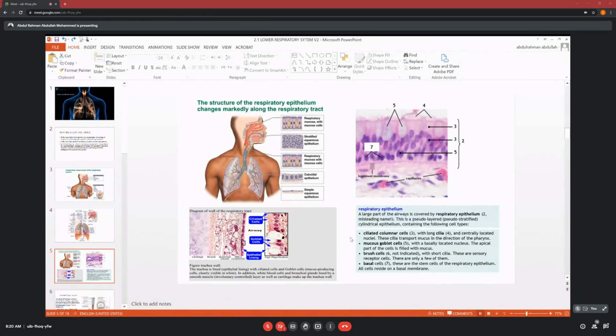What else keeps disappearing as we move from the conducting zone to the respiratory zone? Club cells. Is it the other name for Clara cells? That is the other name. We also talk about the cilia. Cilia also keep disappearing from the upper to the lower zone. Very good.